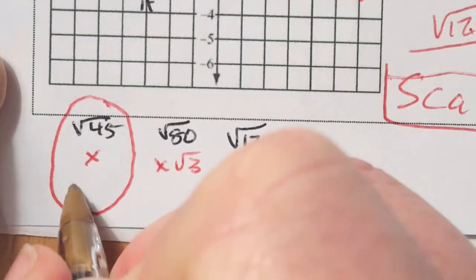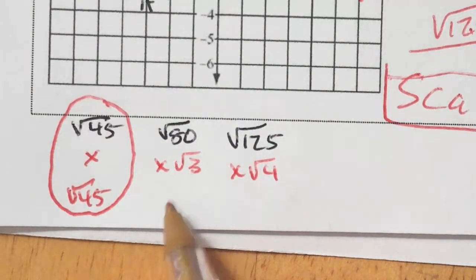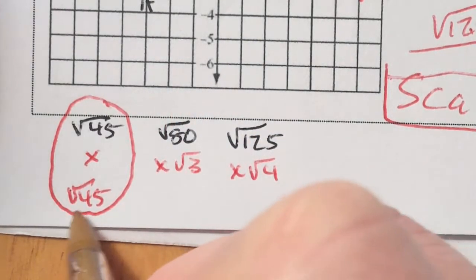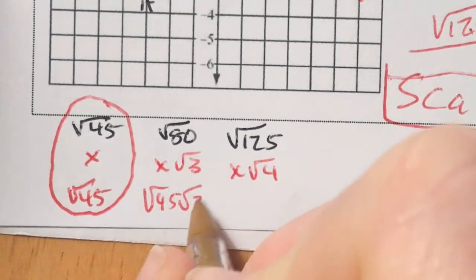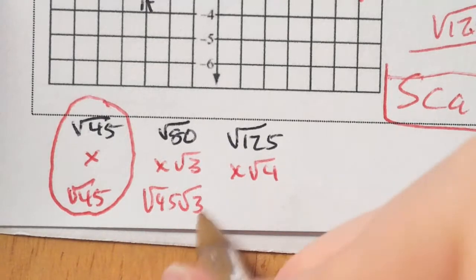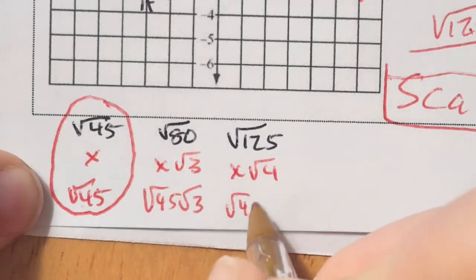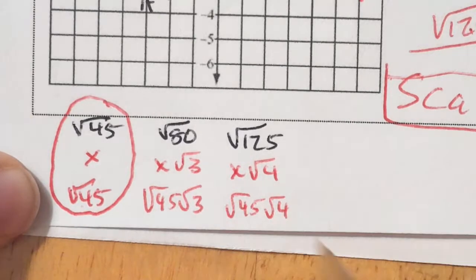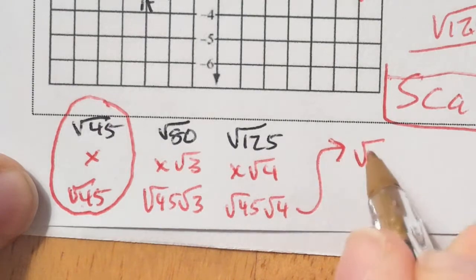So if this part was true, this would be 45, right? So this would be the square root of 45 times the square root of 3. And this right here would be, just taking the 45, the square root of 45 times the square root of 4. And we're trying to see, are these equal? I ran out of room, so I'll put it up here. So this would still be the square root of 45.